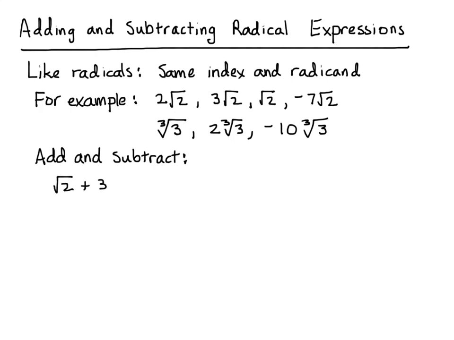So to add and subtract these, we basically take the number that's multiplying those radicals and treat those like a coefficient, and we add those. So if we have the square root of 2 plus 3 times the square root of 2, we get 4 times the square root of 2.